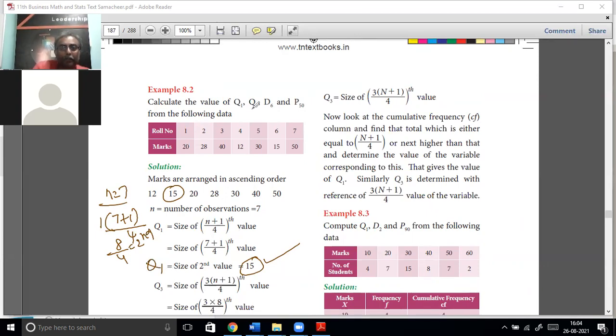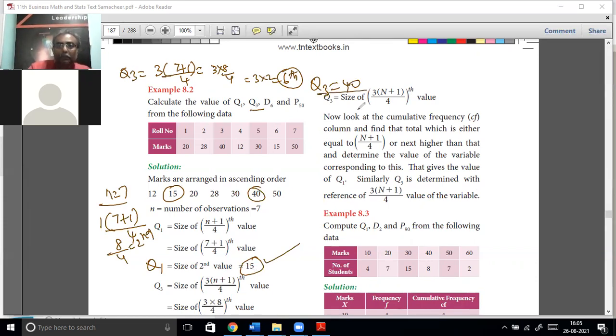Then they want you to find out Q3. Q3 is equal to 3 into n plus 1 by 4. n is how much here? 1, 2, 3, 4, 5, 6, 7. 7 plus 1 by 4, that is 3 into 8 by 4, which is equal to 3 into 2. Sixth item. Counting 1, 2, 3, 4, 5, the sixth item is 40. So Q3 is equal to 40.